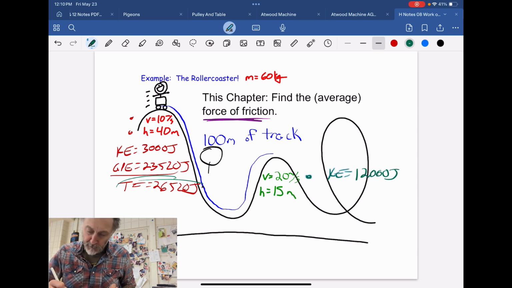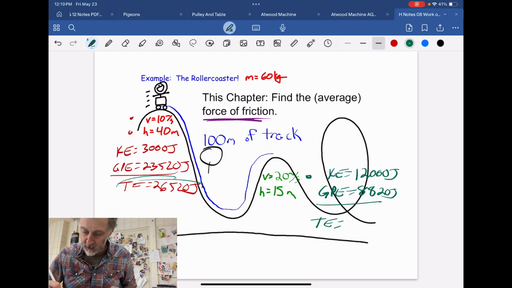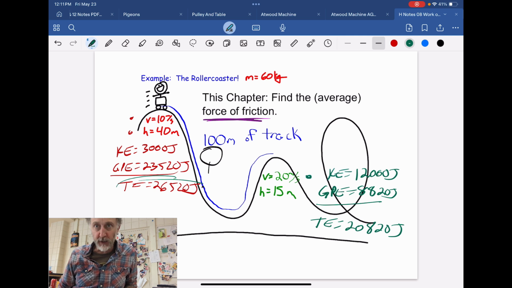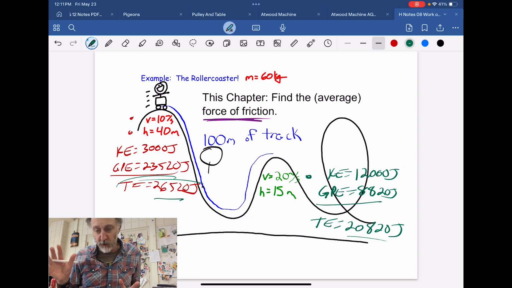And if you find your GPE, you get that same 8,820 joules, which means my total energy now is only 20,820 joules, right? I lost some energy, didn't I? My total energy went from 26,000 down to just 20,000. Well, that change in total energy is a result of the work done by non-conservative forces.